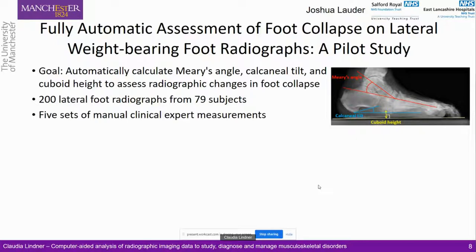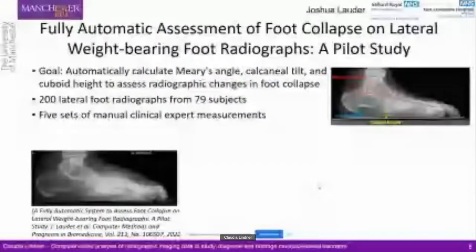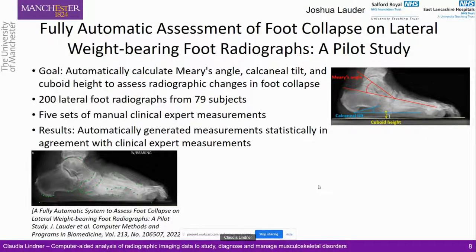And so in the study, we had 200 images from a total of 79 subjects. And for each of these 200 images, we also had these three measurements manually taken by five clinical experts. So what we did in the study is we developed a bone finder model to outline key features of the foot that are relevant to taking these measurements, as shown in the bottom image. And what we found is that our automatically generated measurements were statistically in agreement with the manually taken clinical expert measurements.